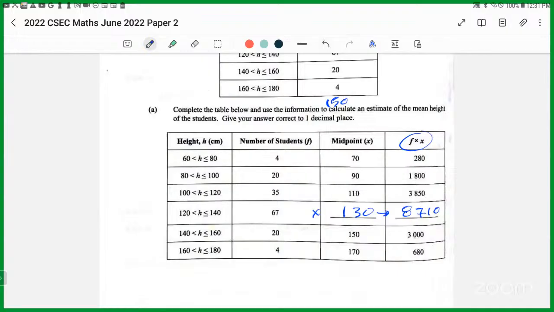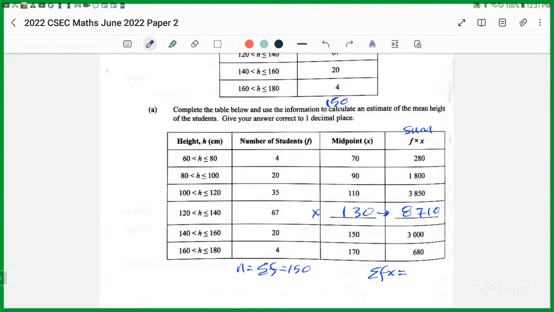Then I know I'm going to need a sum of fx. Remember, fx is my sum column. It's your way of adding up the height of all the 150 students. This is the 150 students, n, which is the sum of the frequency. We need the sum of all the students. It's a quick way of getting the sum of the height of all 150 students. That's the sum of your fx. And I'm just going to put it here because we need it.